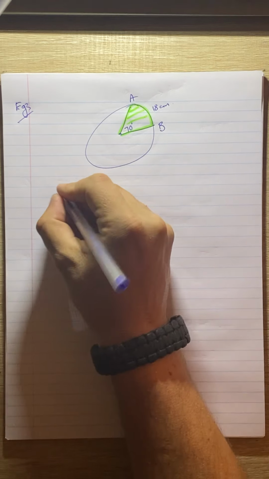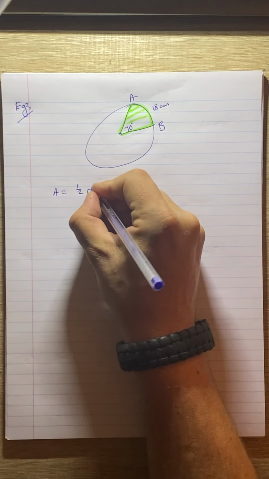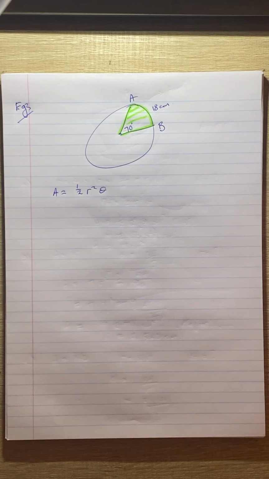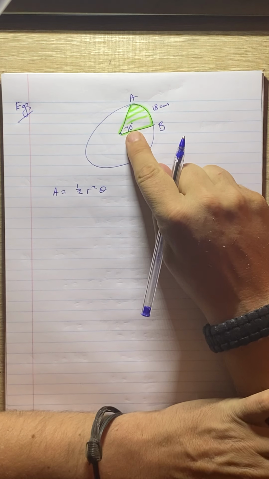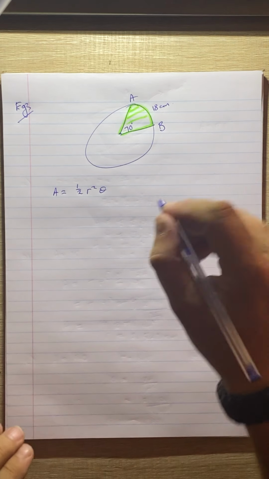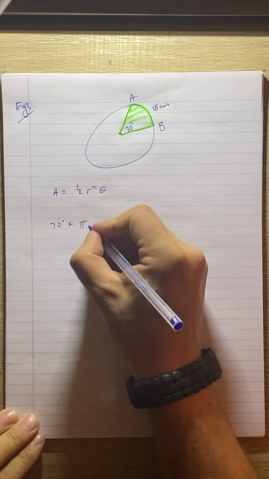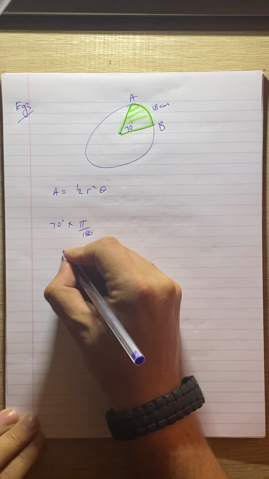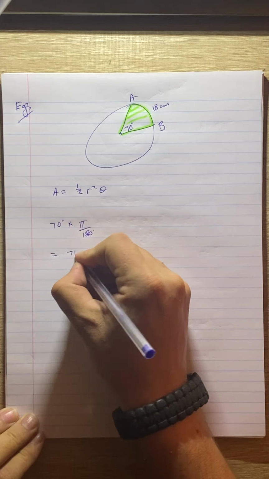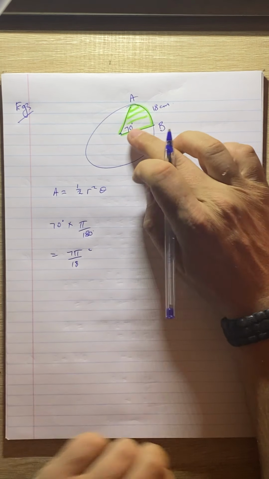Okay, so if I have a look at our formula, we know that A is equal to a half r squared theta. Now, we've got an angle, but it's in degrees. So what we need to do with that angle first is convert it into radians. So 70 degrees multiplied by pi over 180 will give us 7 pi by 18 radians. So we're now happy with that.